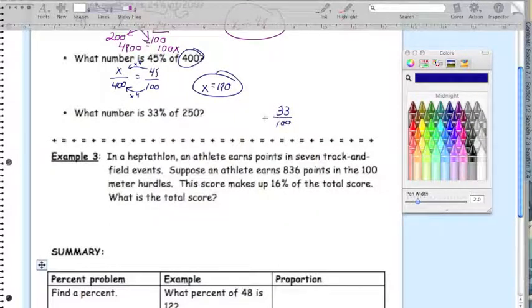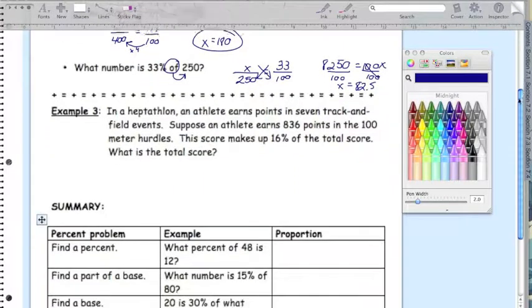Next one, what number is 33% of 250? 33 over 100. And then of, whatever comes after of, is in the denominator, 250, and x. Do a little cross multiplying. 33 times 250 is 8,250 equal to 100x. Divide both sides by 100 so that they cancel out. X is now by itself, and I find my answer is 82.5. And that's how you solve those ones. Again, substitute everything back in, see if it makes sense. If it does, then you're ready to go.